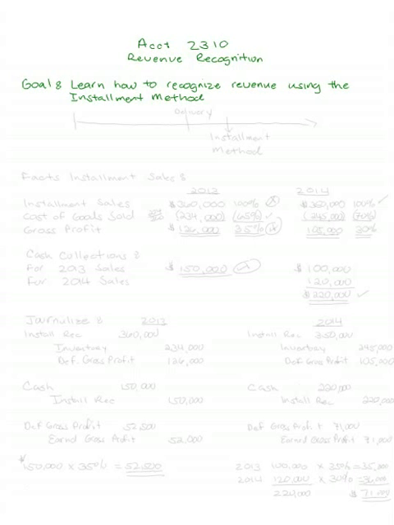Let's get a little time chart up. The installment method happens after delivery. So delivery takes place, but because there's some uncertainty as to the collection of costs, we put off recognizing revenue and instead recognize it using the installment method.